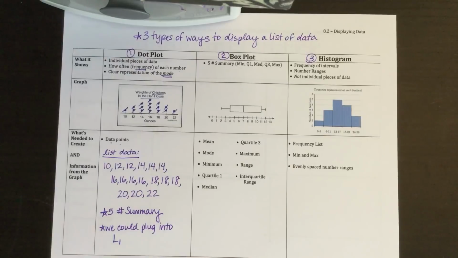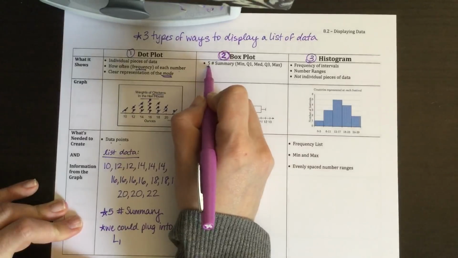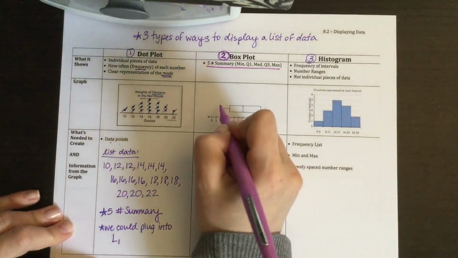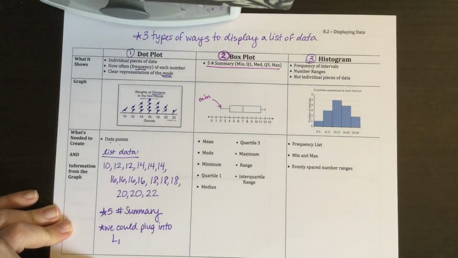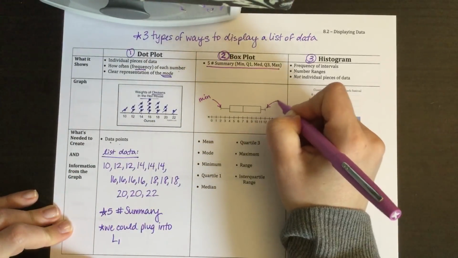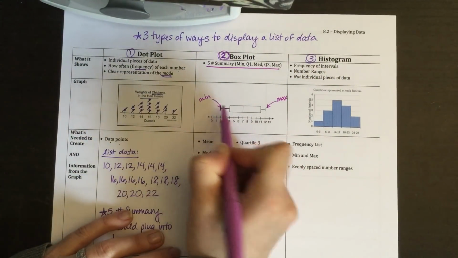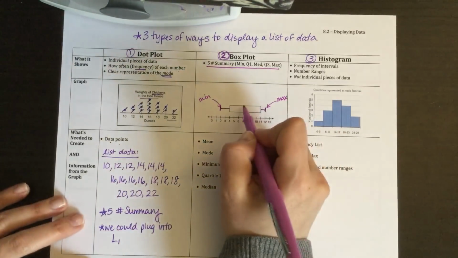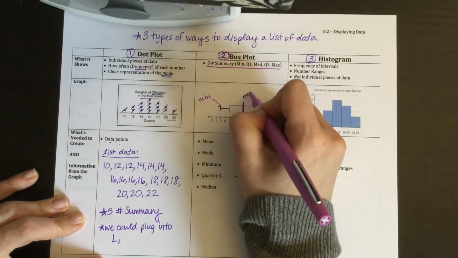Okay, now another way that we could display data is a box plot. And a box plot shows us very clearly our 5-number summary, okay? The smallest number here is our minimum. And the biggest number here is our maximum. The min and the max, these little parts here, those are what we call the whiskers. Okay, it's called a box and whisker plot. Okay, right in the middle, so the middle part of the data is our median.